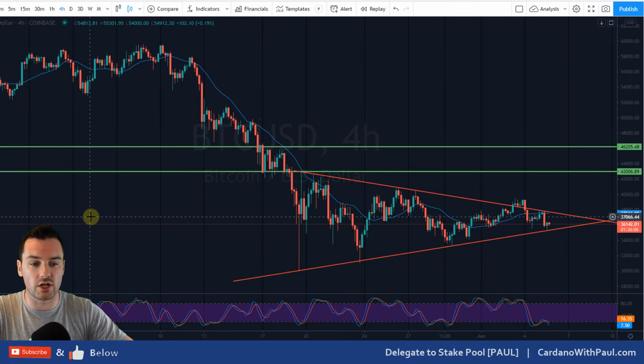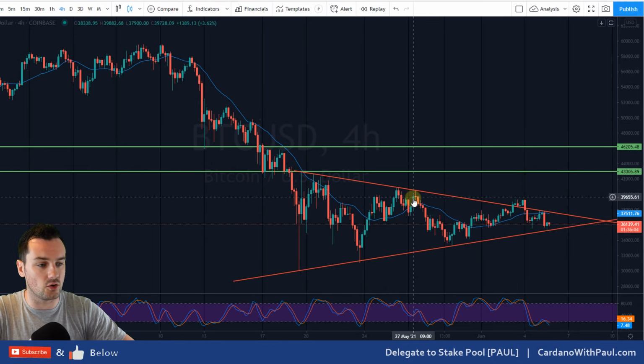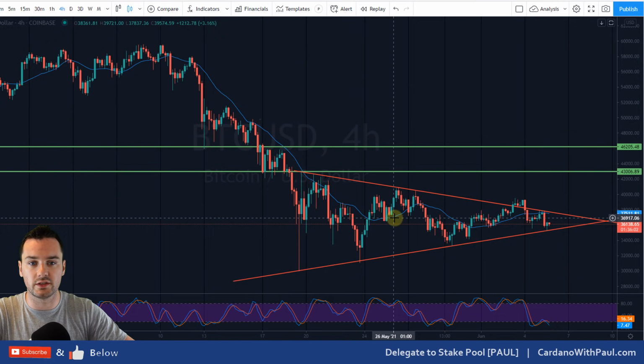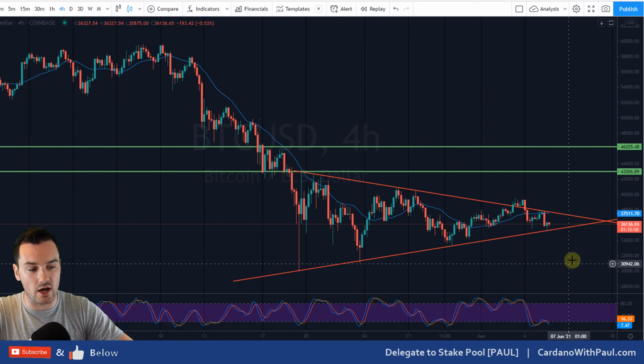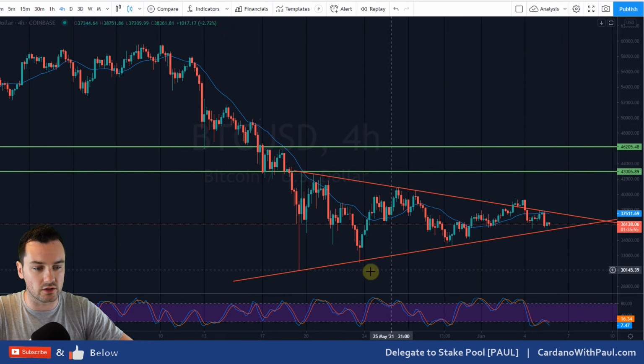Okay, so taking a look at the charts then, you can see here the BTC USD. This is the Bitcoin price. We'll start off here and then go on to the ADA price. So this is the formation that I have been watching. I did put this out on Twitter as well.